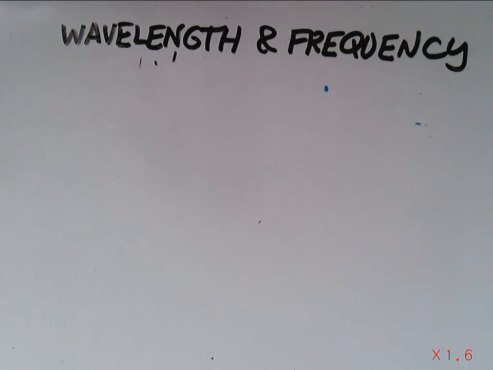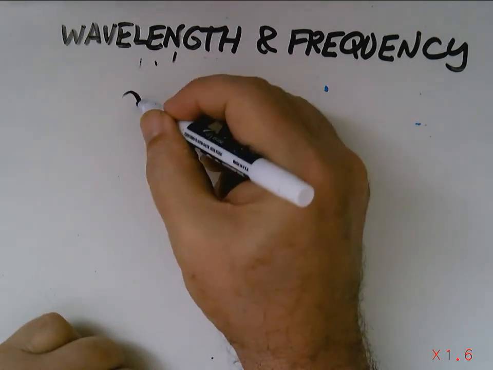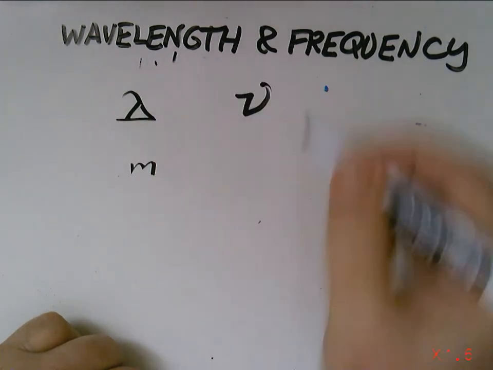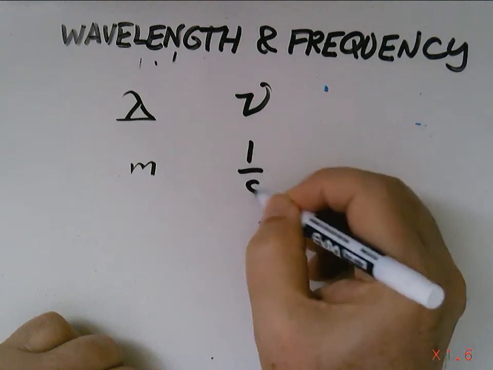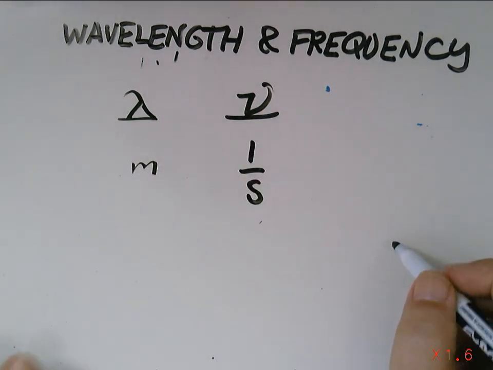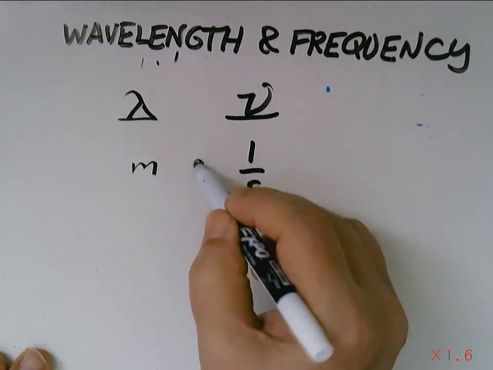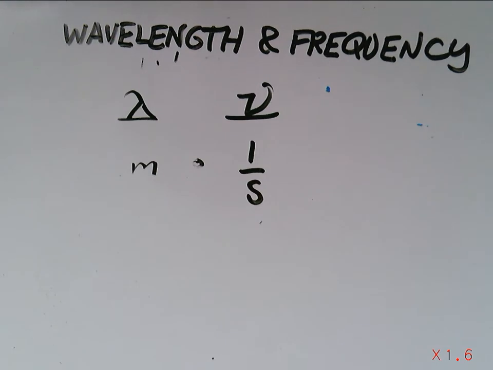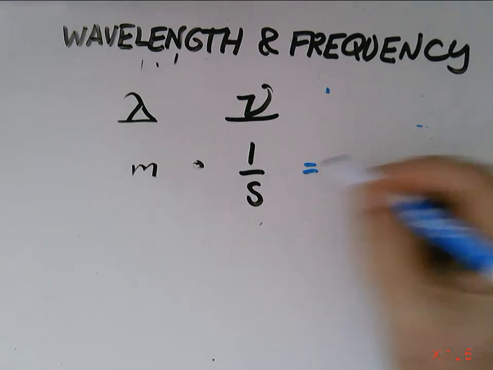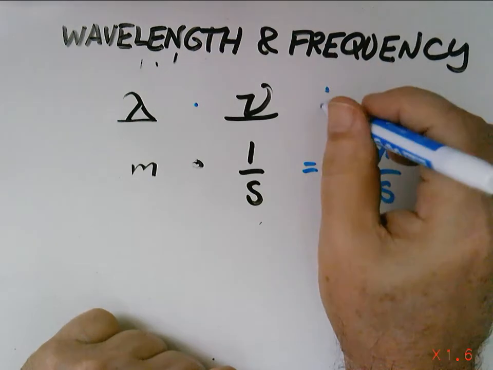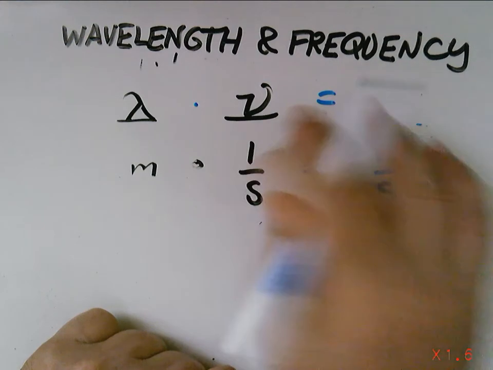Let's write down the units of wavelength. The SI units are meters. And let's write down the units of frequency. The SI units are 1 over seconds, or hertz. Now what happens when you multiply those units together? Meters times 1 over seconds. You're going to get meters per second, which is a speed. Distance per time is a speed. And in fact, this is a justification for this equation that I'm going to write.